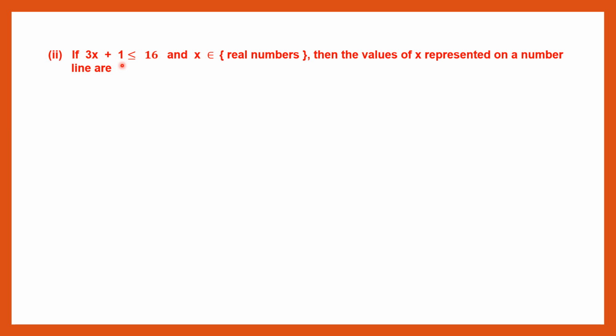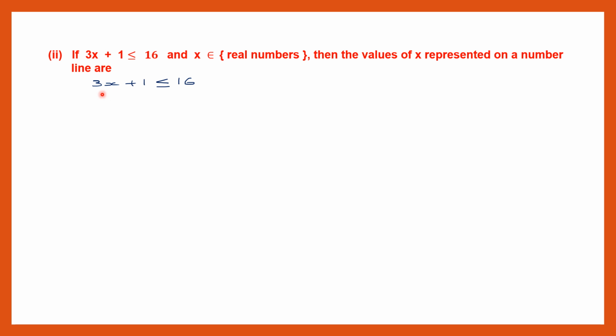Question 2. If 3x plus 1 is less than or equal to 16 and x belongs to real numbers, then the values of x represented on a number line are. Now we have to be careful when we represent numbers on a number line for inequations after solving them. So let's take this inequation. We have 3x plus 1 is less than or equal to 16 and x belongs to real numbers, all the numbers. Okay. So now let's solve for this.